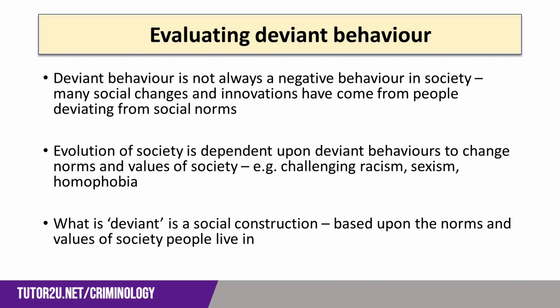A final thing to remember is that deviance is a social construction. It depends upon the norms and values of the society that we live in, and so what is deviant in one society may not be deviant in another.